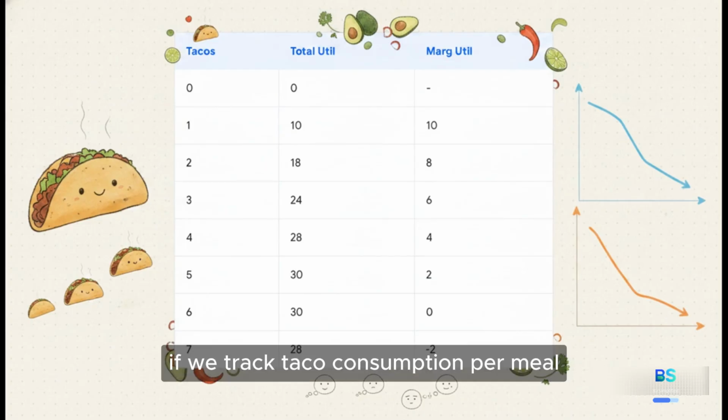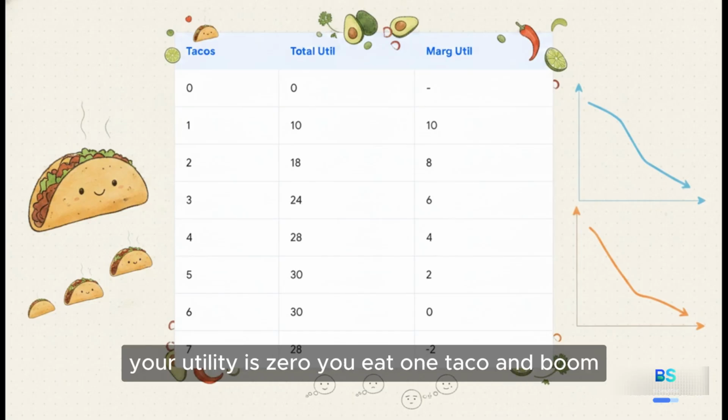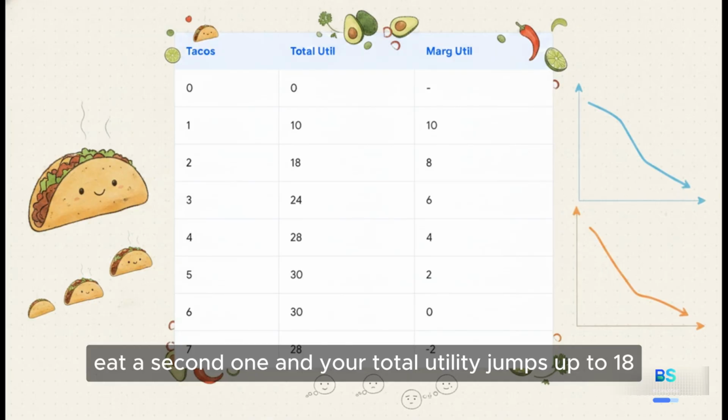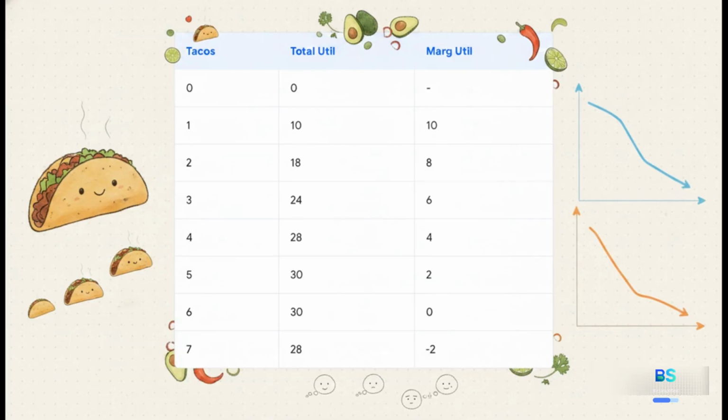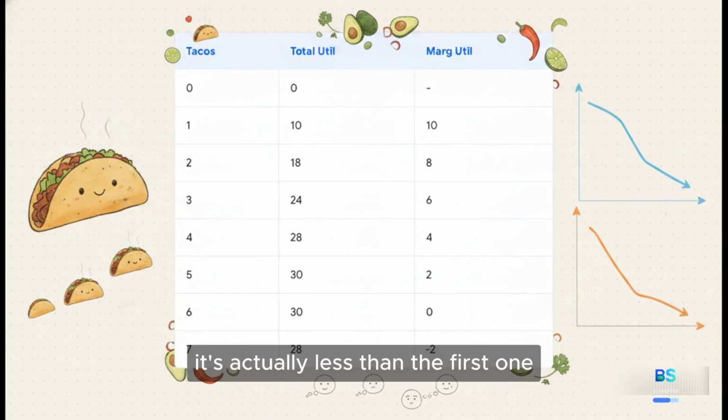If we track taco consumption per meal, we see a really fascinating trend. At 0 tacos, obviously your utility is 0. You eat 1 taco and boom, you gain 10 units of satisfaction. Your marginal utility is 10. Eat a second one and your total utility jumps up to 18. But notice something here. The marginal utility for that second taco is only 8. It's actually less than the first one.